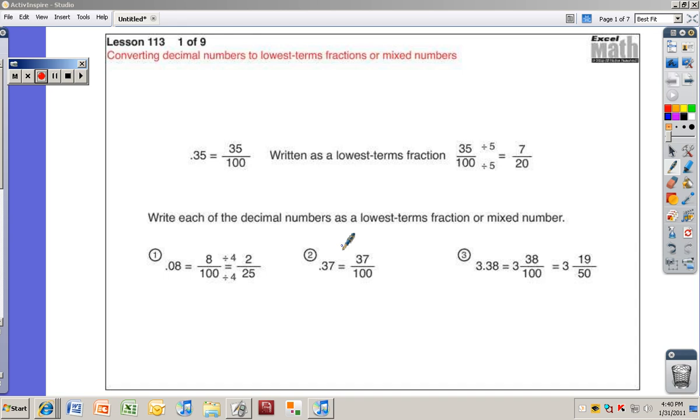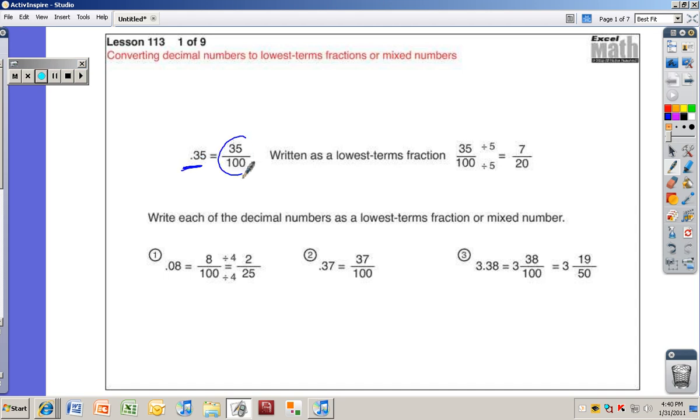Sixth grade Excel, lesson 113, converting decimal numbers to lowest term fractions or mixed numbers. And I've got a studio audience here of some wonderful students. Say hello, everybody. Hi, everybody. Okay, so here's how you do these problems.